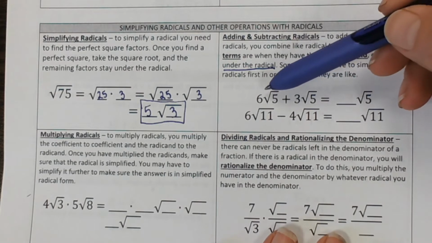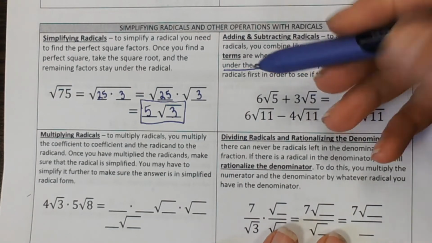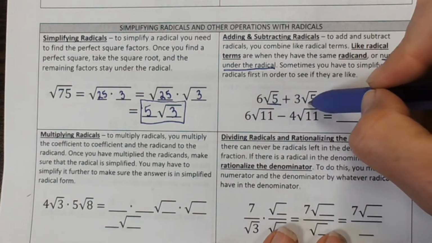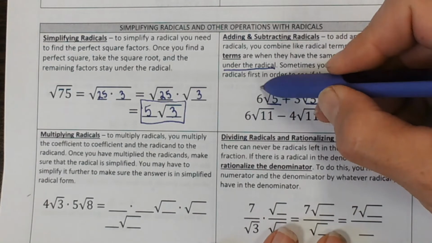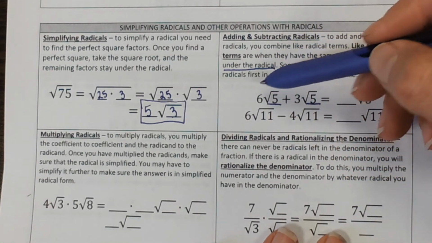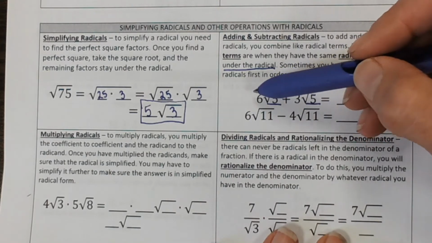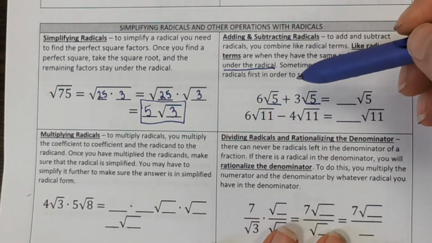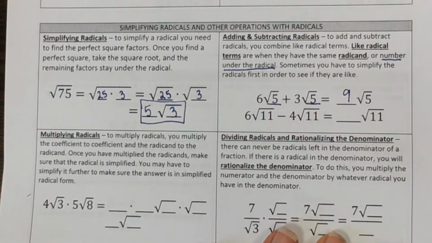So here we can see that we have 6 root 5 plus 3 root 5. So we notice that the radicands are the same. So all we're going to do is just change the coefficient. You could almost think of this as 6x plus 3x. All we would do is just change the coefficient. So 6 plus 3 is 9, so we have 9 root 5.